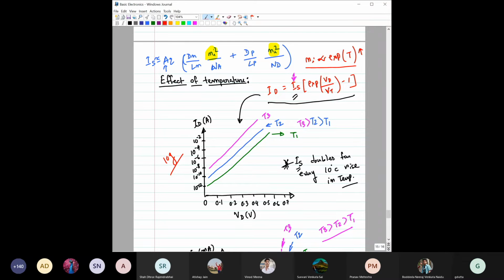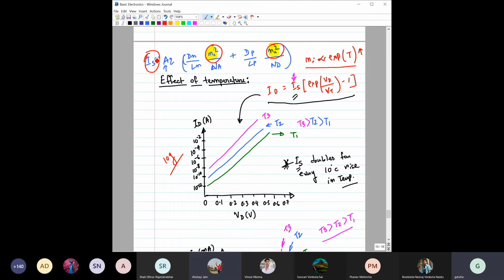Germanium? Yes, you are right. 10 to the power 13. 2.4 10 to the power 13. So if this Ni is higher, then Is is also expected to be higher.